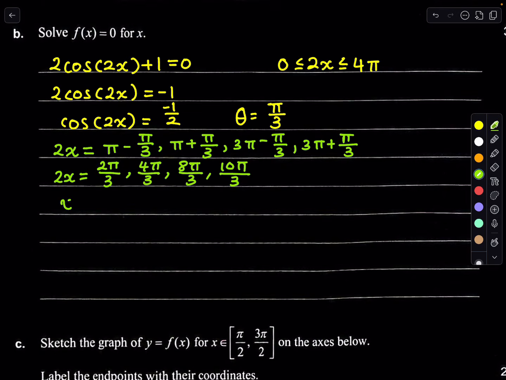Yeah, so it'll be x equals pi over 3. Because you get rid of the 2. This will be 2 pi over 3. How many 2's go into 4? And this will be 4 pi over 3. And this will be 5 pi over 3.